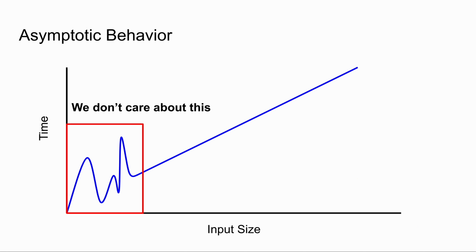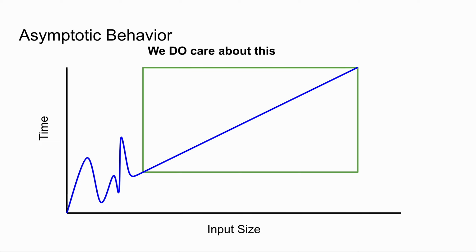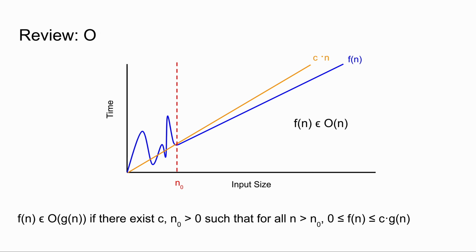Recall that when we analyze the asymptotic behavior of a function, we don't care about the behavior for small inputs. Because we care about how the program scales, we only care about the function behavior as the input size goes to infinity. Let's do a review of the formal definition of big O.